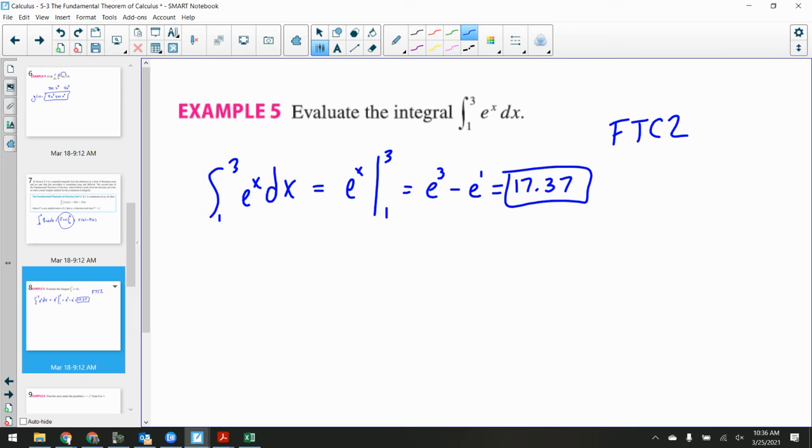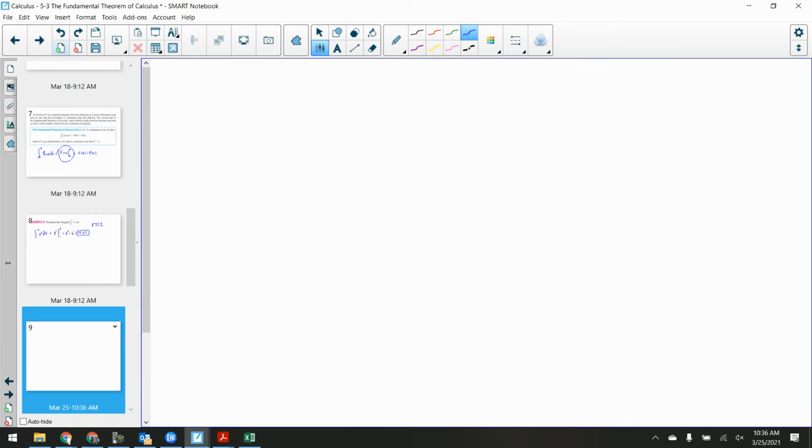Again, I'm going to add in another one here. We'll do another example. Let's go 2 to 5 of x squared plus 5 dx. We're going to evaluate that. If I don't tell you what to use, always try to use FTC2. Always try to use this fundamental theorem of calculus 2, because that's the easiest route to take.